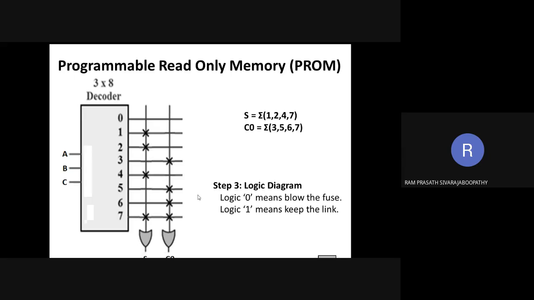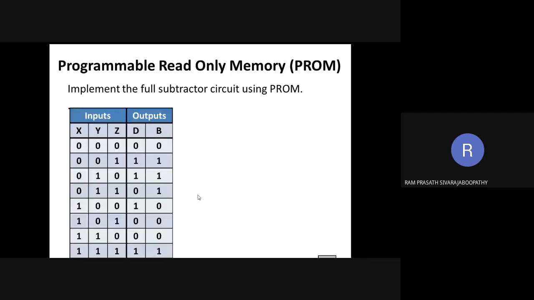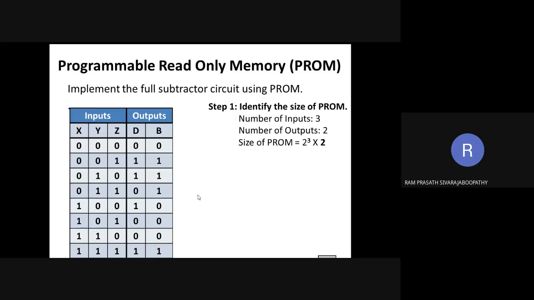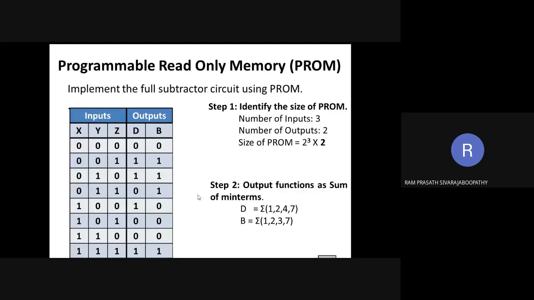Next, implement the full subtractor circuit using PROM. That is the next problem we have given. The same procedure we are going to follow. Here also the number of inputs and outputs are the same, so the same size of PROM we are going to use. The output functions are difference and borrow: 1, 2, 4, 7 and 1, 2, 3, 7. So the circuit looks like this. Kindly take a screenshot of this. We'll move to the next slide.